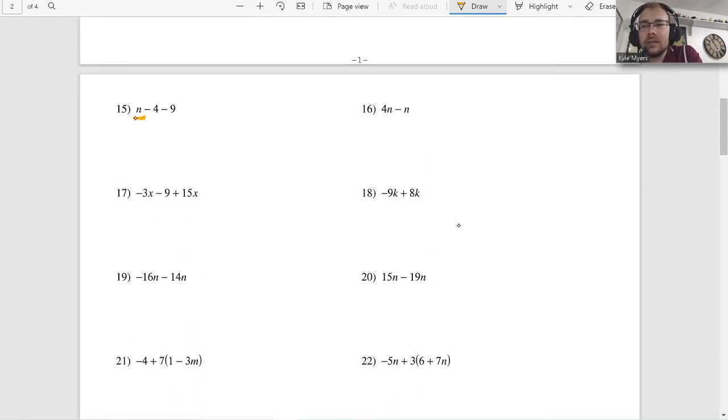So n, no other n's. Minus 4, minus 9, same sign, so I add. 9 plus 4 is 13. I had to switch the sign, so it's minus 13. 4n minus n.